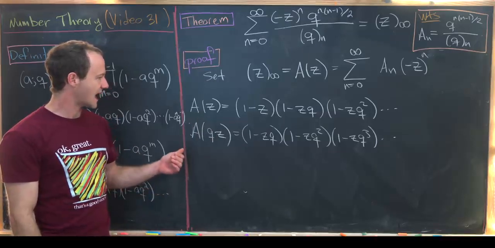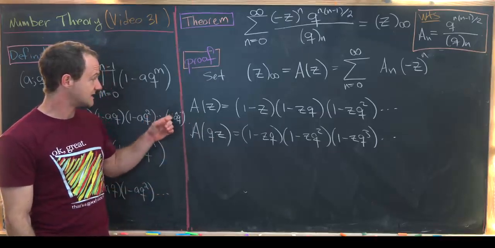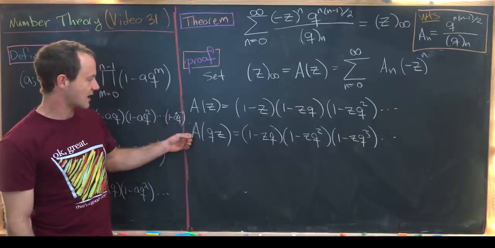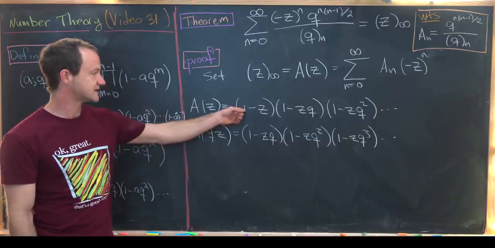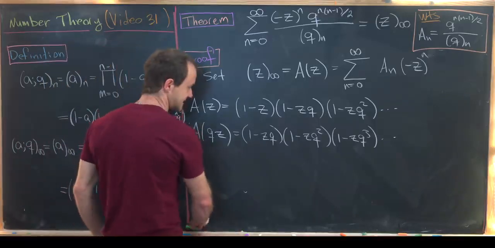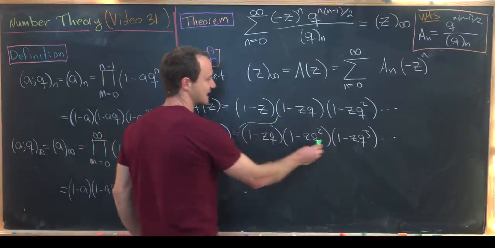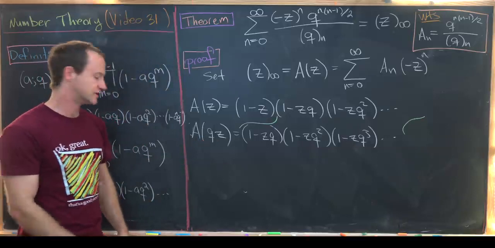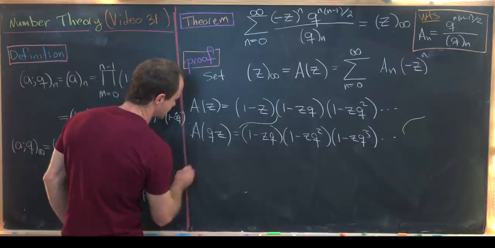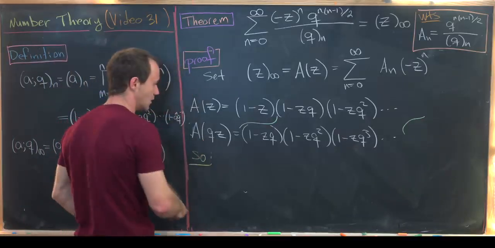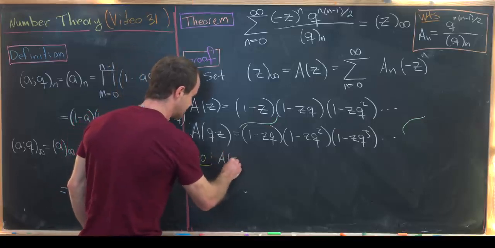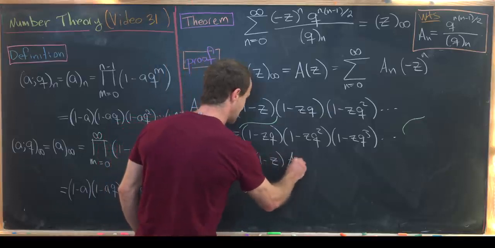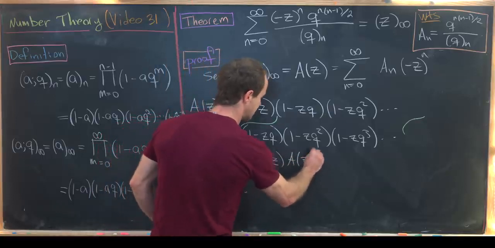Well, let's notice that this guy right here, this A(z), is exactly this guy right here, this A(qz), times (1 minus z). And we can see that because of this kind of shifting behavior that we get when evaluating at q times z. So let's write that observation down here. So we have A(z) is equal to (1 minus z) times A(zq).